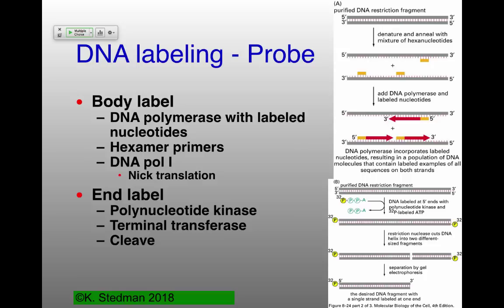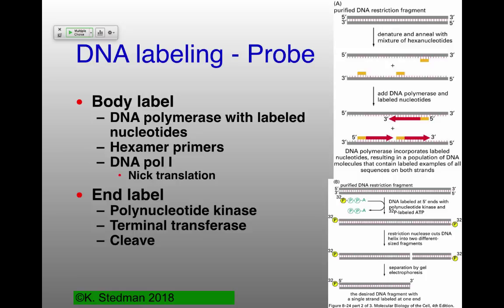But if you don't, you're not going to have a very strong label or something that's easy to detect. And so if you want something which is screamingly hot, as we always used to call it in terms of radioactive labels, or something that's got a large amount of labels associated with it, it's usually a much better idea to do body labeling. So how do people do body labeling? This has to do with using DNA polymerases, which will incorporate nucleotides that have a label associated with them. So it could be a radioactive label, could be a fluorescent label. And the favorite DNA polymerase that people like to use for this is DNA polymerase 1.